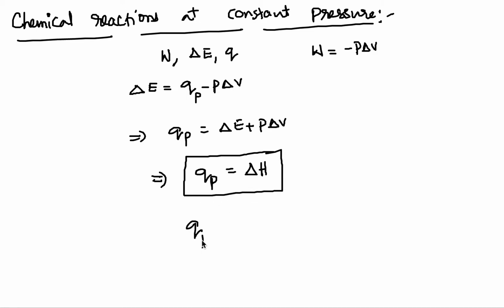So for chemical reactions we can say that QP is equal to delta H is equal to H2 minus H1. So the heat changes are happening at the cost of enthalpy of the species involved in the process. So heat of reaction at constant pressure is equal to change in enthalpy. Now, what about enthalpy and internal energies in a schematic presentation for endothermic and exothermic reactions?